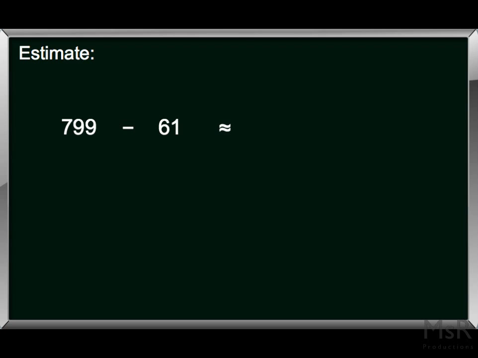And that's going to take away 61. And so if we round 61, we need to round down for that. And so we will have a 60. So it's going to look like this. So round up for 799 to 800. Round down for 61. We have 800 minus 60, which gives us an approximate answer of 740.